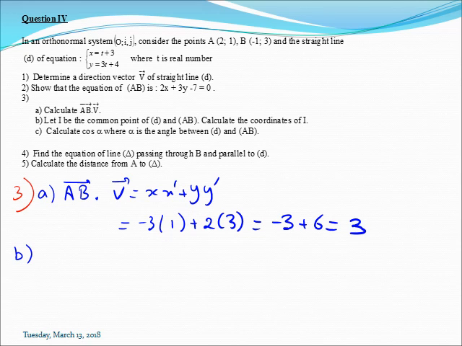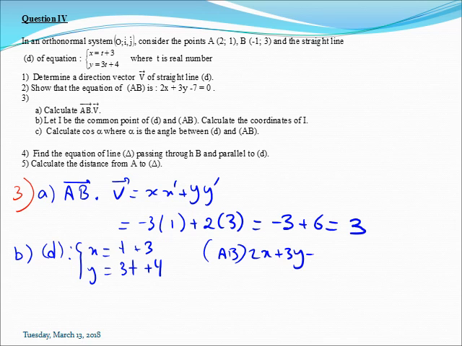B. Let I be a common point of D and AB. Calculate the coordinate of I. First, the equation of D is x equals t plus 3, y equals 3t plus 4. The equation of AB is 2x plus 3y minus 7 equals 0.